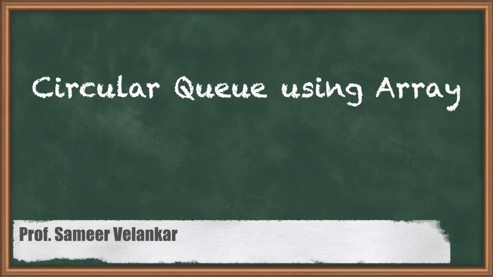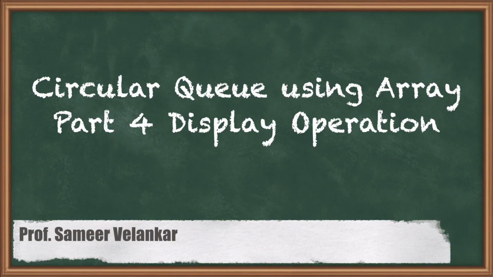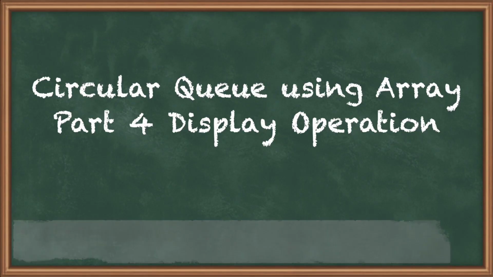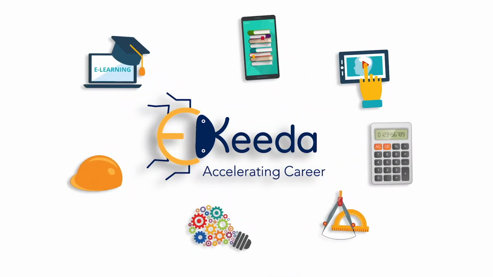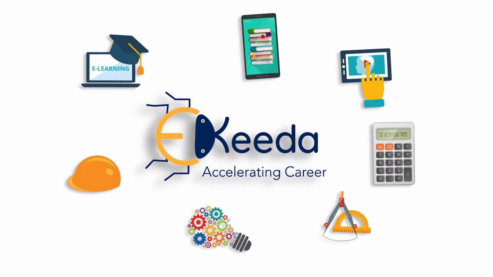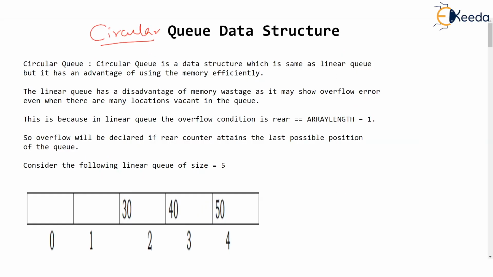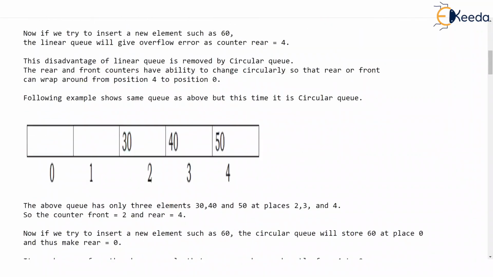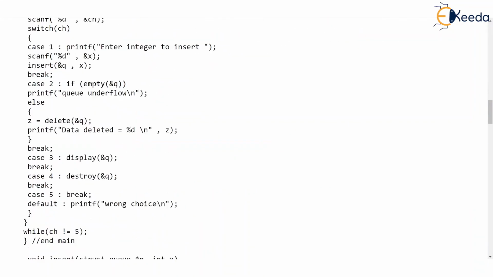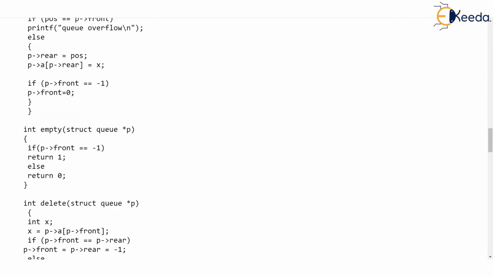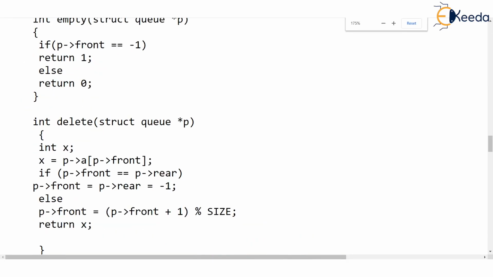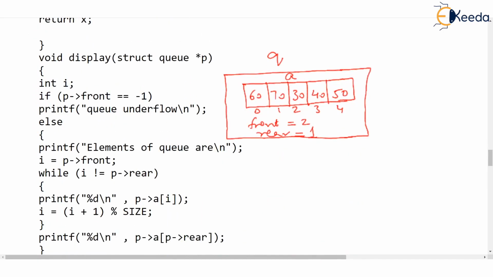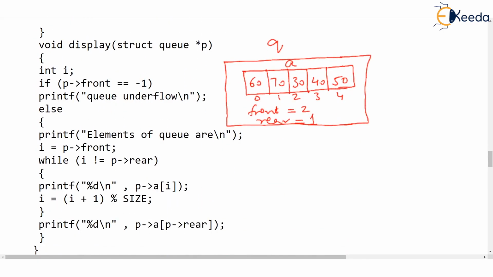Hello dear students. Let's continue our discussion on circular queue using array. In the previous video, we saw how to delete an element from a circular queue. We also saw the empty function. This delete function was seen in the previous video. In this video, we will see how to display a circular queue.